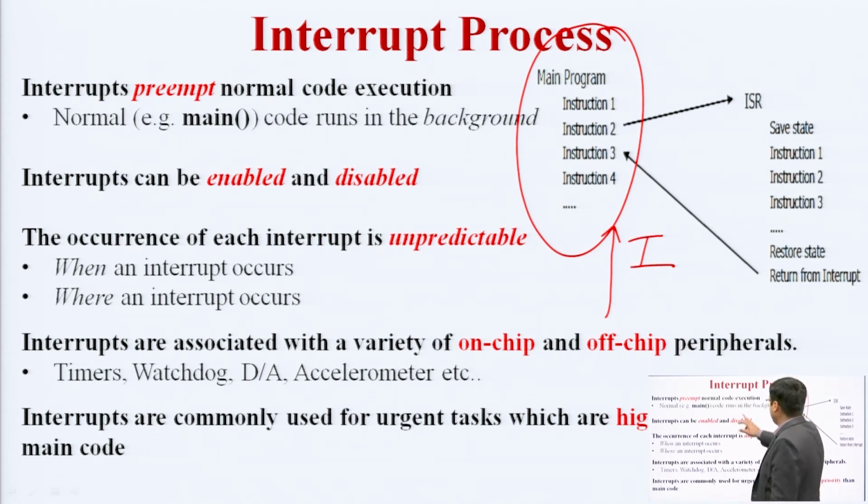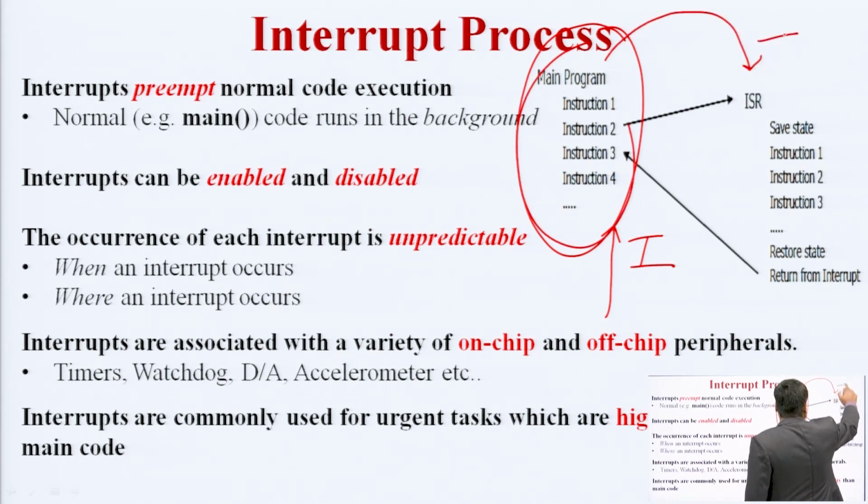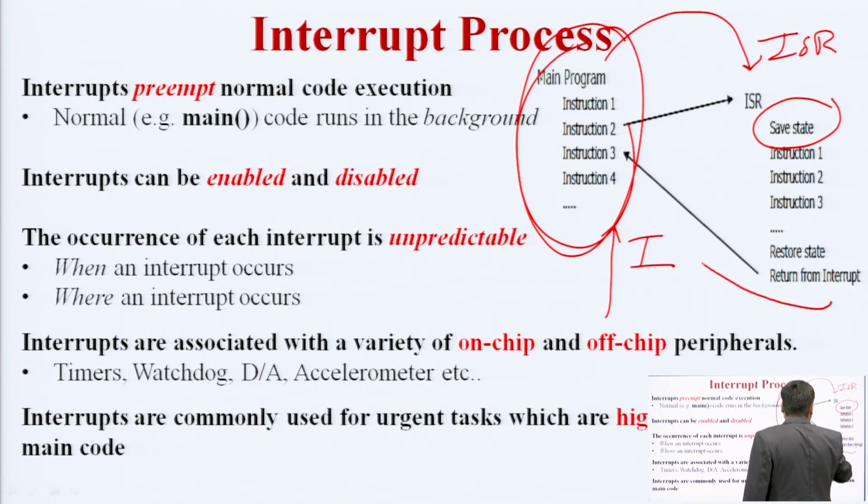Okay. So, if any interrupt occurs, it will stop its current execution and go to the ISR of the interrupt, save the state in the program counter, and after execution of the particular interrupt, it will go back to its main program and resume its operation from where it was stopped. Okay. So, this is the process.